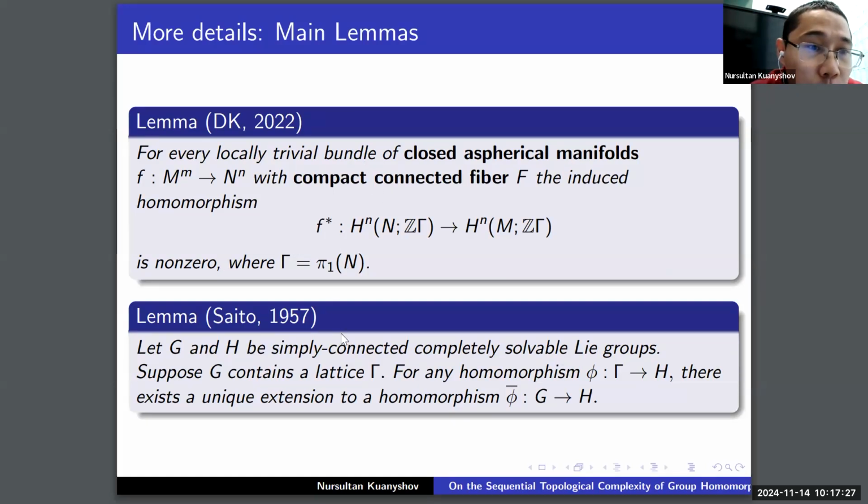So to extend it to almost nilpotent groups, I found a result by Saitō in Lie theory. Basically, if I have two simply connected solvable Lie groups, and G contains a lattice gamma, then any homomorphism from gamma to H has a unique extension homomorphism. So I can always extend it. This is the key part, because I started with a discrete group, a lattice, and obviously I can take completions to get simply connected Lie groups. The question is, can you always extend this uniquely? If you can extend it, then the conjecture would be true.